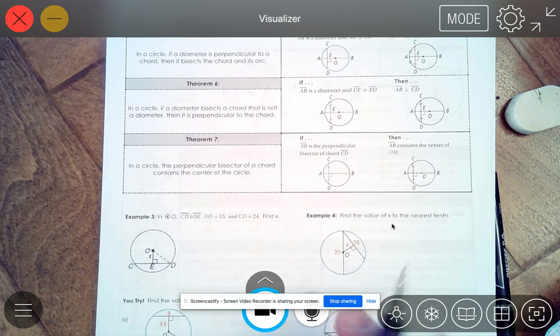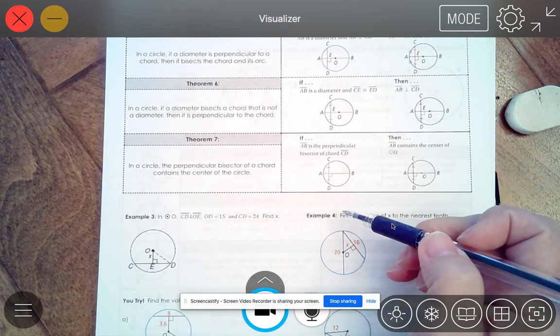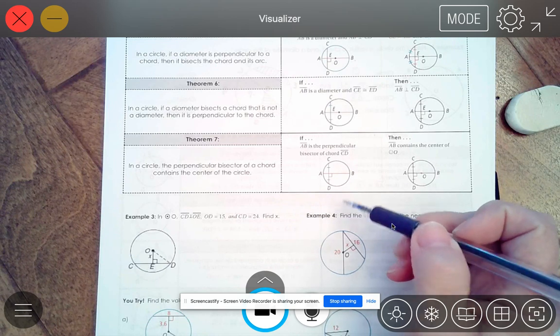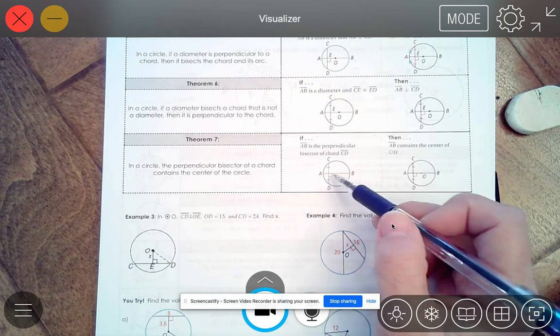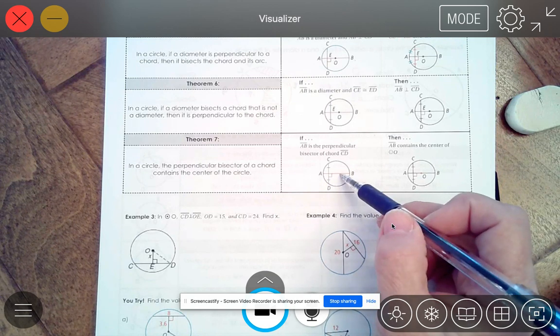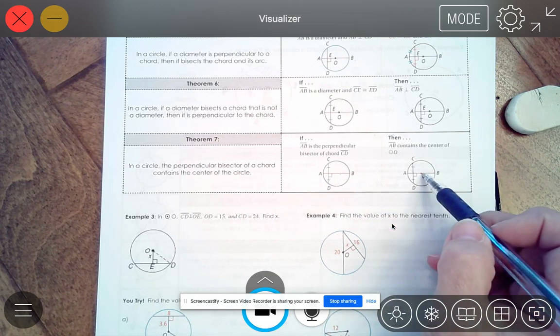And in a circle, the perpendicular bisector of a chord contains the center of the circle. So if this chord and this chord are perpendicular, then this one right here is going to go through the center of the circle. It is a diameter.